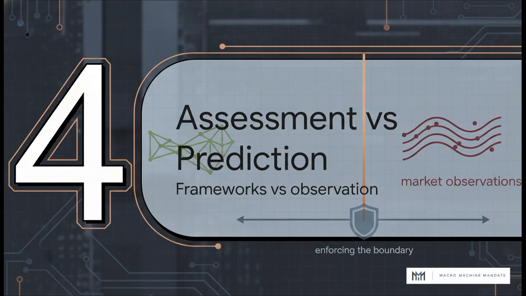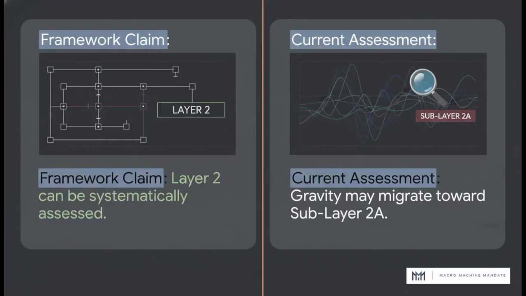Moving to Section 4, Assessment versus prediction. Here, we're enforcing the boundary between structural frameworks and market observations. It is absolutely vital to maintain some analytical rigor here and enforce a strict boundary. We have to separate the permanent structural utility of our framework from what are essentially temporary observations.